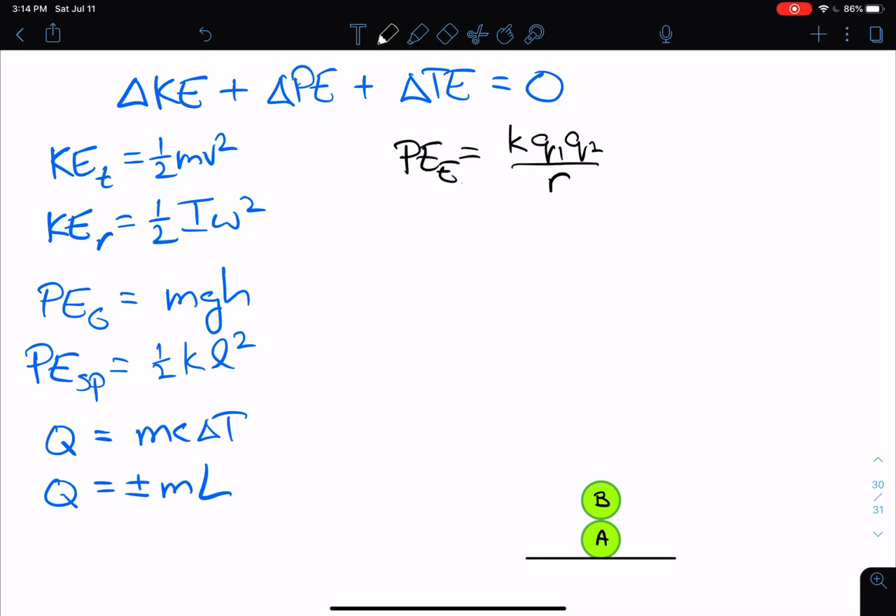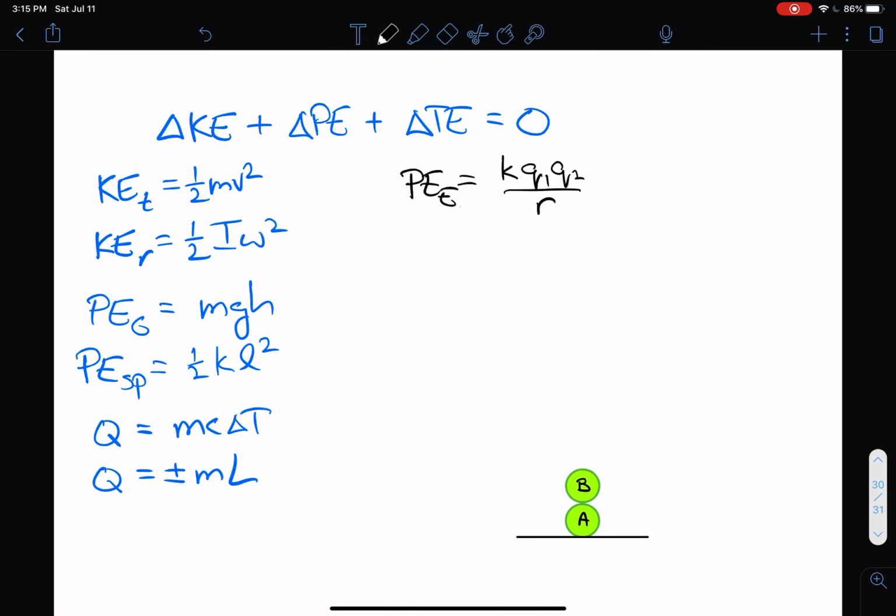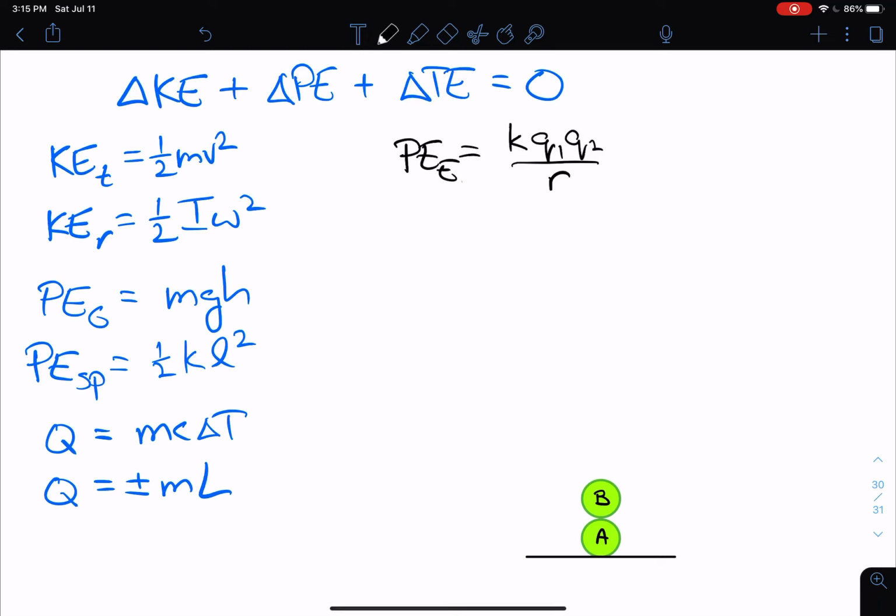So this picture shows the initial setup. And then we're going to release B, and A has nowhere to go, but B is going to fly upwards. So B is going to end up flying upwards. And the question is, how high is B going to get?